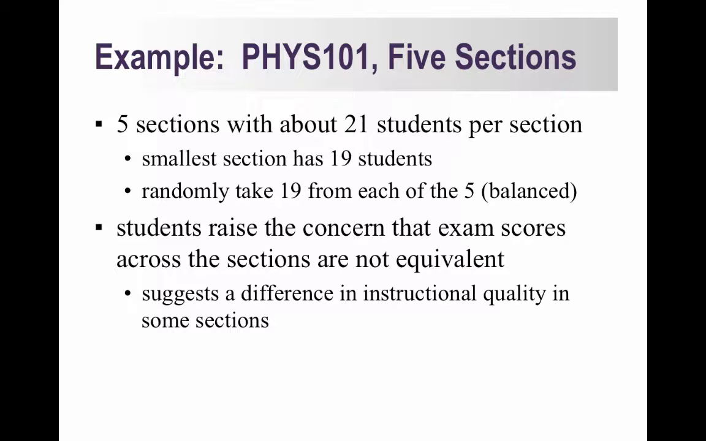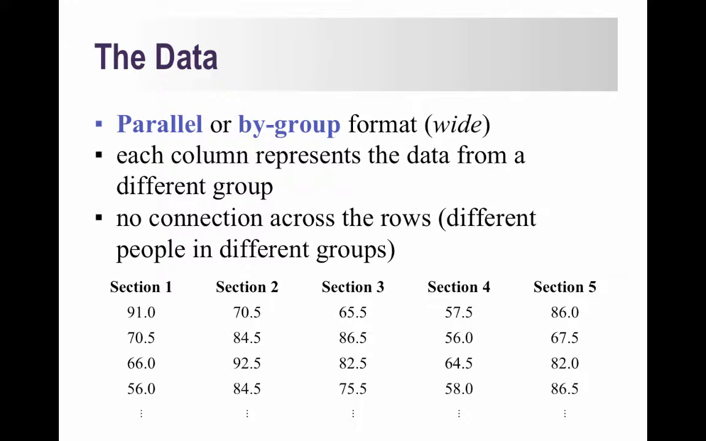So what she does is she knows that there's 19 students in the smallest of the sections, so she randomly takes 19 students from each of the 5 sections just to keep a balanced design, which is an issue which will become important later, but for now we'll just go with that. First, we need to think about the nature of the data before we progress.